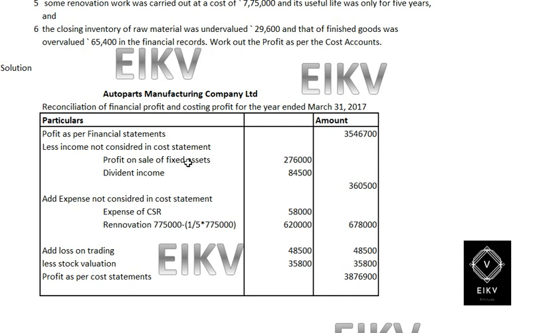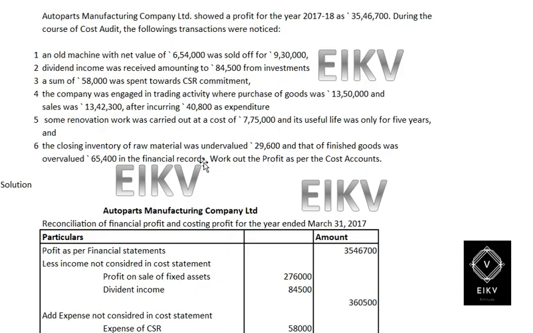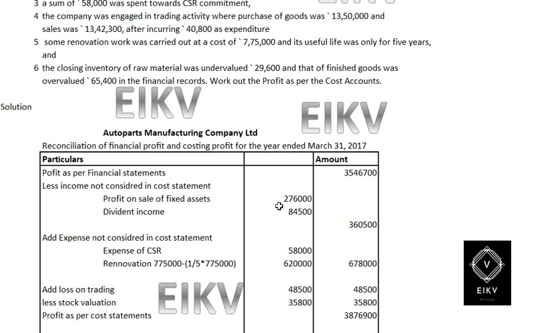Some of the incomes which are given in the question are, profit on sale of fixed asset. The amount is 2,76,000. How is the 2,76,000 arrived at? When we deduct 6,54,000 from 9,30,000. The book value of the machine was 6,54,000, but we have sold it for the price of 9,30,000, so we get a profit of 2,76,000. Such income is affected in the profit and loss account, but not considered in cost statement. Therefore, we need to deduct such amount.